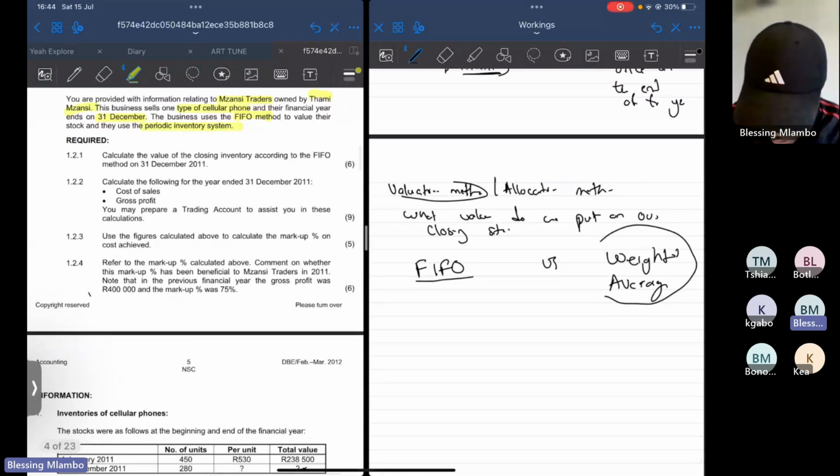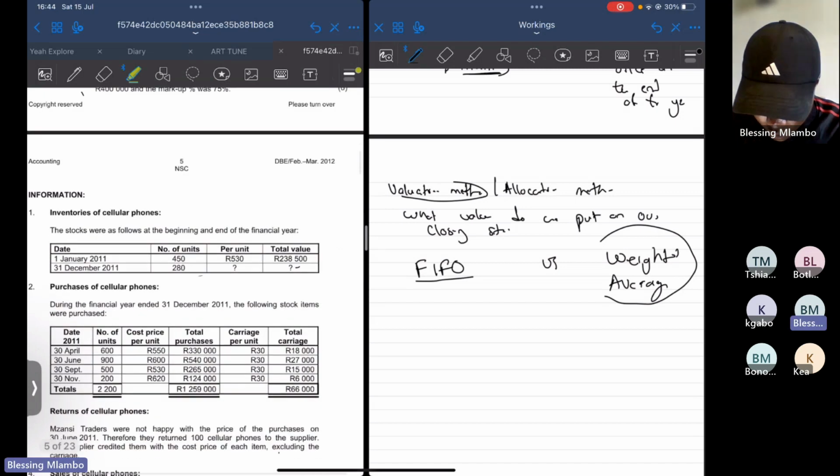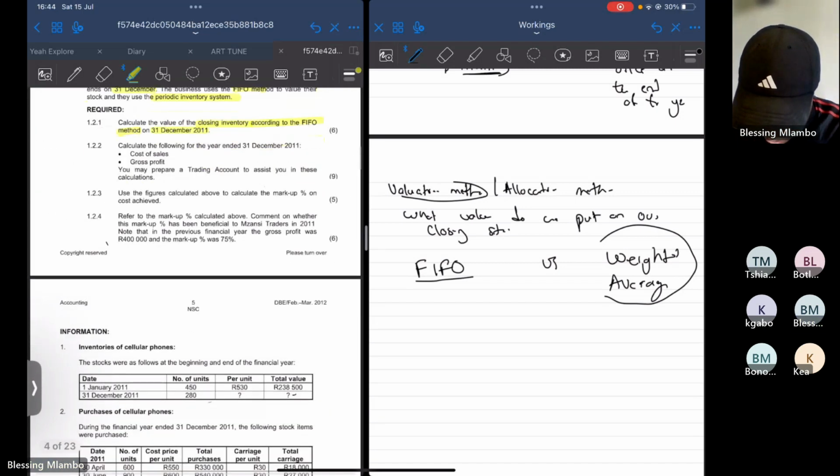So your first question, they ask us to calculate the value of closing inventory according to the FIFO method on the 31st of December 2011. Straight to the point. What value do we put on our closing stock? What value do we put on our closing stock? We say, okay, cool. Let's go and see.